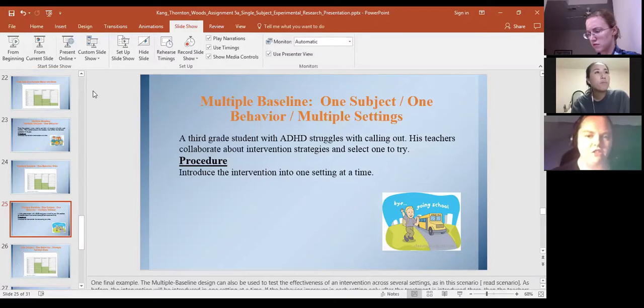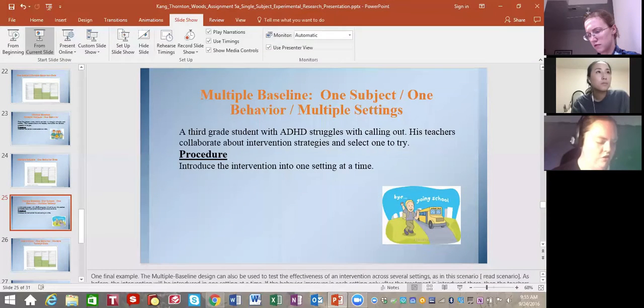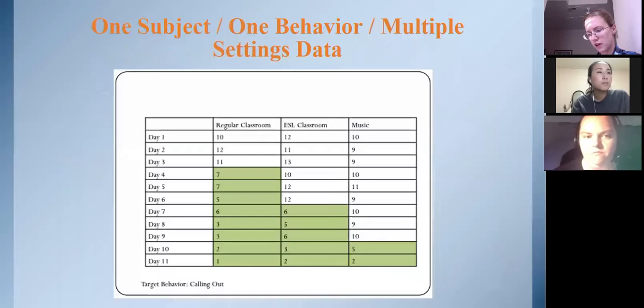Introduce the intervention one setting at a time. As before, the intervention will be introduced one setting at a time. If the behavior improves in each setting only after the treatment is introduced there, then the teacher can conclude that the intervention is effective for the student.